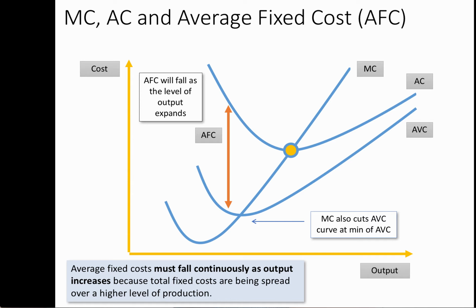Average fixed cost is simply the difference between average total cost and average variable cost, that vertical difference shown on the diagram there. And of course that vertical difference is getting smaller because the higher the level of output, the lower is the average fixed cost of production. So we don't actually have to draw the average fixed cost curve, we can see it as the gap between variable cost and average cost. And that is the main family of short-run cost curves.